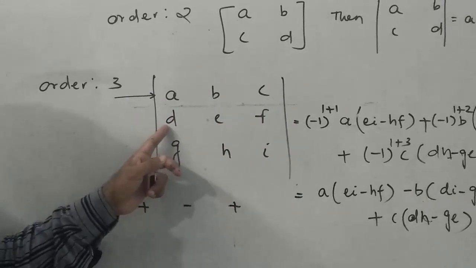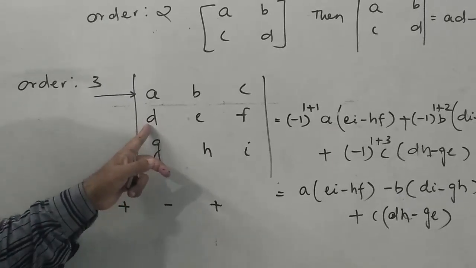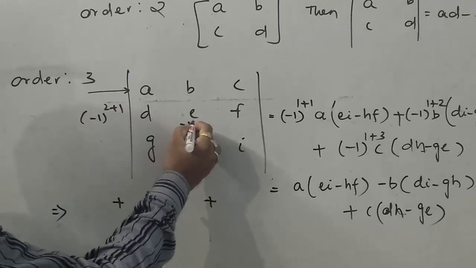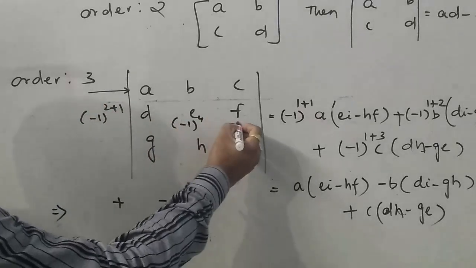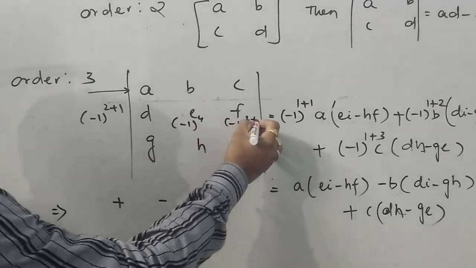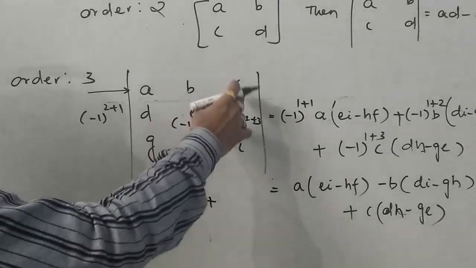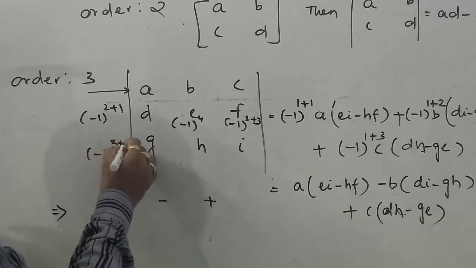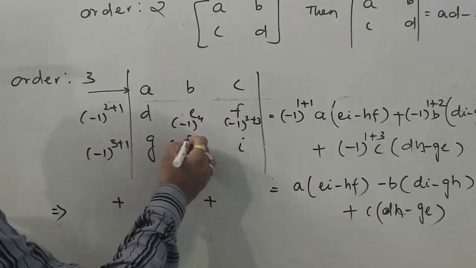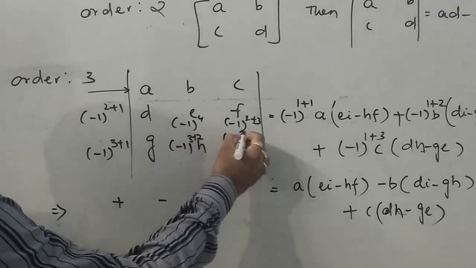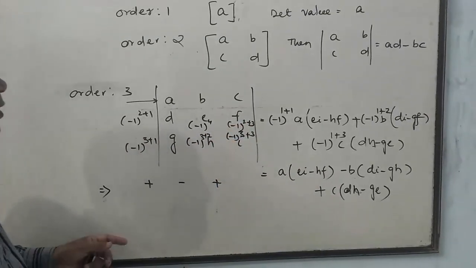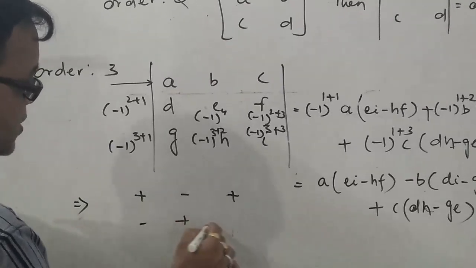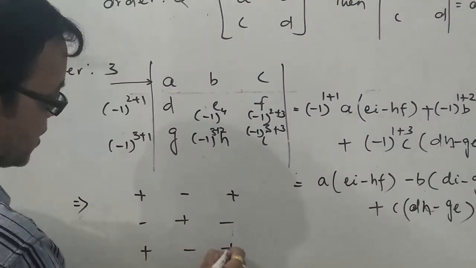Again, minus 1 to the power 2 plus 1, minus 1 to the power 2 plus 2, it is plus, minus 1 to the power of 2 plus 3, because it belongs to second row and third column. Similarly, this will be minus 1 to the power of 3 plus 1, this is minus 1 to the power of 3 plus 2, and this is minus 1 to the power of 3 plus 3. So the sign will be plus, minus, plus, minus, plus, minus, plus, minus, plus.